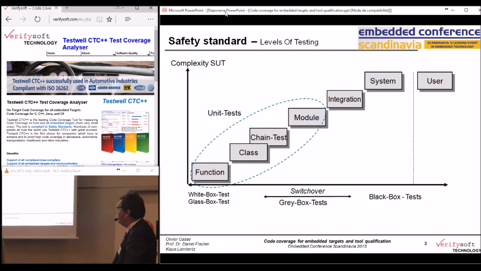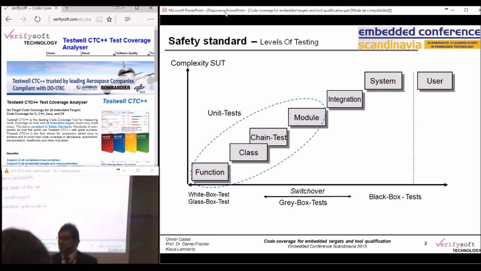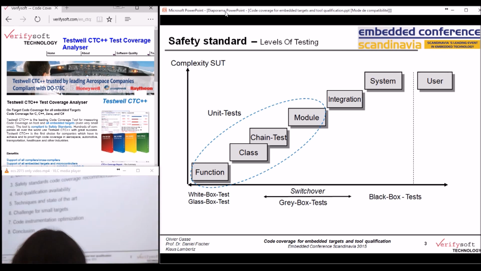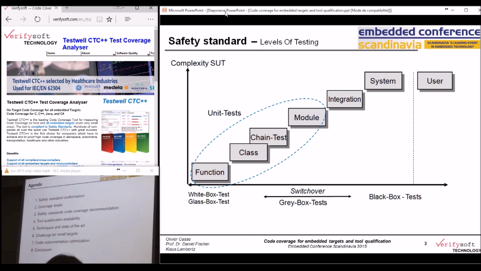Then, in order to achieve this, we'll talk about how we optimize the code instrumentation in order to use minimum resources on the target. And then in the conclusion we'll take some examples.